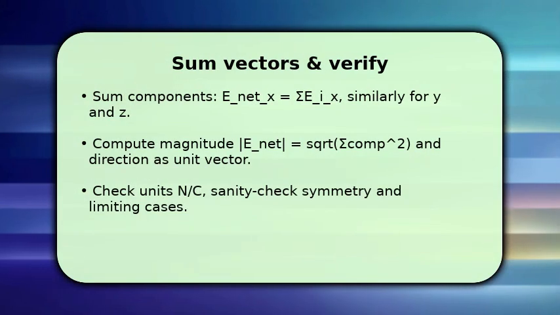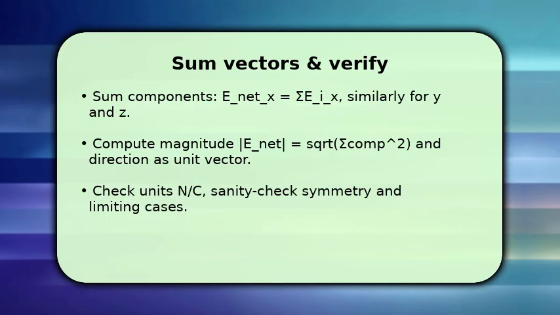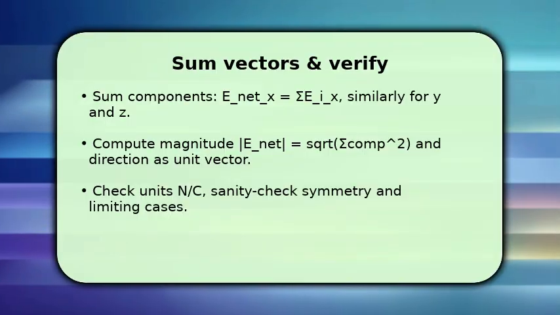Finally, add all component sums to get E net x, E net y, and E net z. This is superposition, simply algebraic addition. Then compute the magnitude as the square root of the sum of squares and form a direction unit vector if needed. Make sure the result carries units N per coulomb.